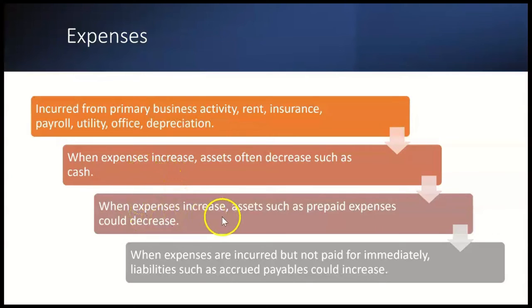But when expenses increase, assets such as prepaid expenses could decrease also, like prepaid insurance. If that was set up when the policy was first purchased, now when the insurance expense increases, we'll debit insurance expense and we'll credit or reduce the prepaid insurance. So we know that when expenses increase, assets often decrease. But when expenses are incurred but not paid for immediately, liabilities could increase, such as accrued liabilities, accrued payables.